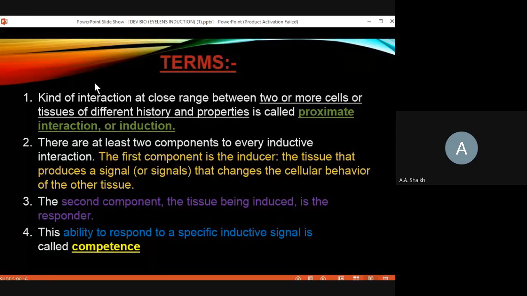So what is actually competency? These two, the inducer and the responder, are the components. And competency, in a broad sense, we could call a process or a phenomenon which happens with these two things, the inducer and the responder. Now to make it very easy for your understanding, let me give you an example.